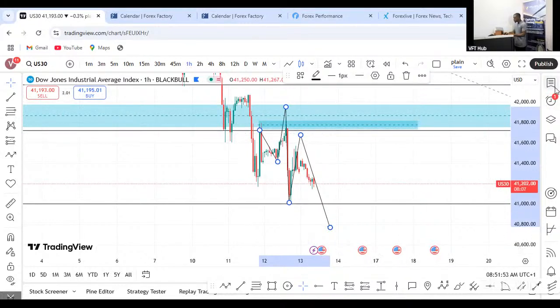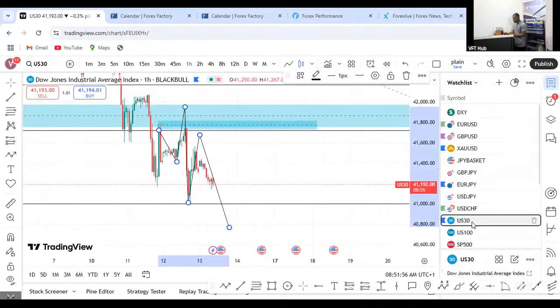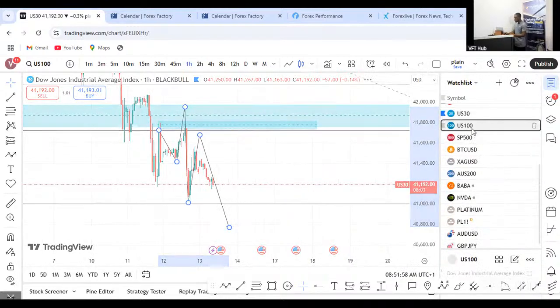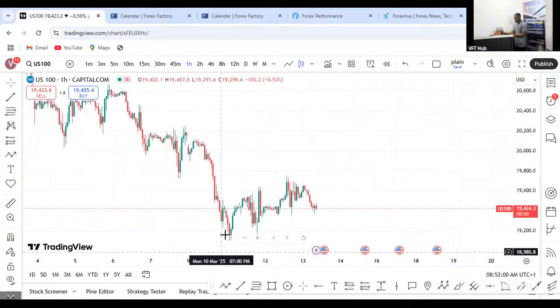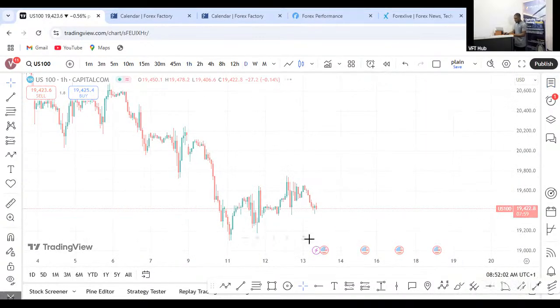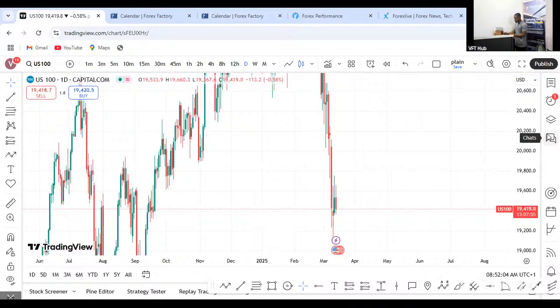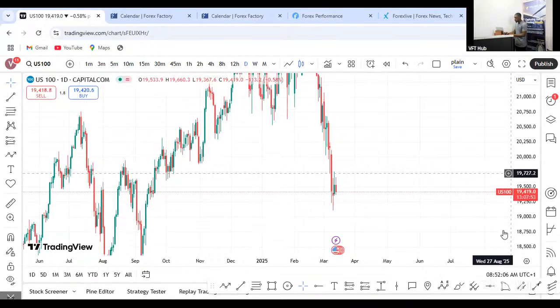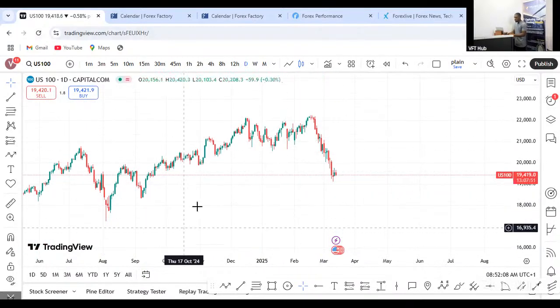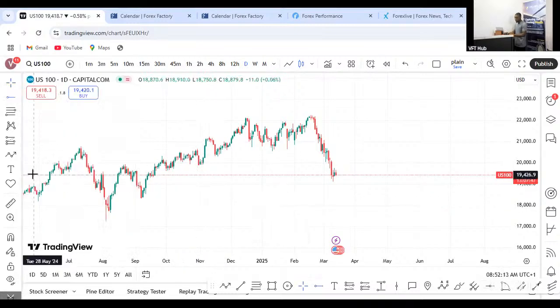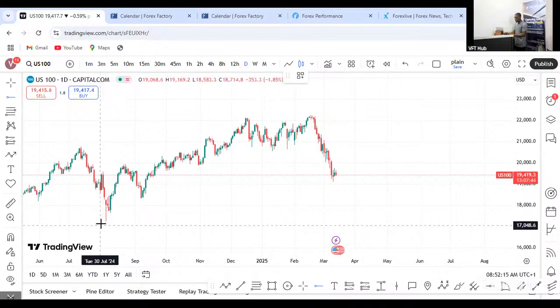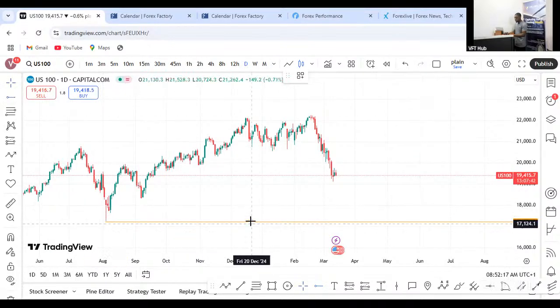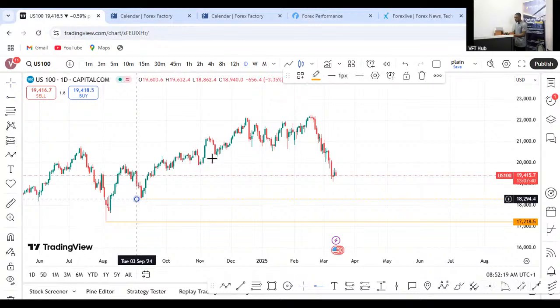That being said, let's move to the next pair on our list, which is the US 100. Heavily, we've been seeing a sell-off across board, a heavy sell-off, which is quite significant. I want to believe the way the market is moving, we might most likely even clear these zones. These are the next area of liquidity.